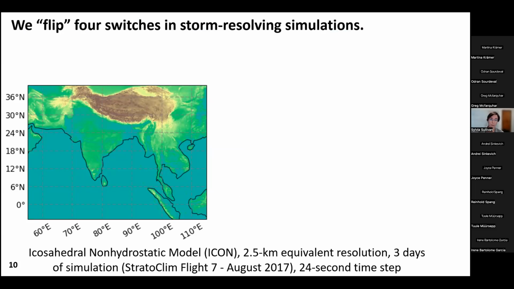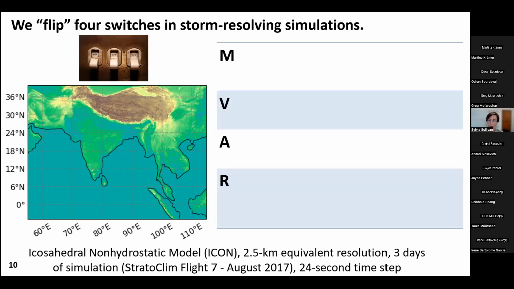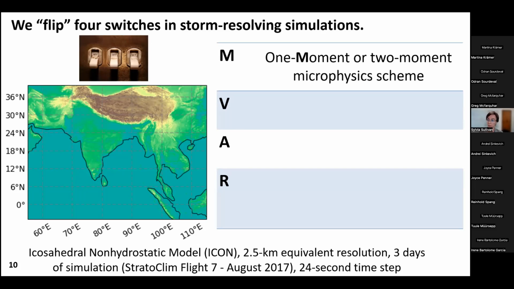So within this setup, we're going to flip 4 different switches. The first switch has to do with how we formulate our microphysics, whether we use a 1-moment or a 2-moment scheme. I'm going to use this terminology quite a bit, 1 moment and 2 moment. 1 moment means that the model is only tracking the amount of mass, which I'm designating as Q, the amount of mass of ice in the cloud. Whereas the 2-moment scheme is going to track both the amount of mass and how that mass is distributed, so the number of ice crystals.